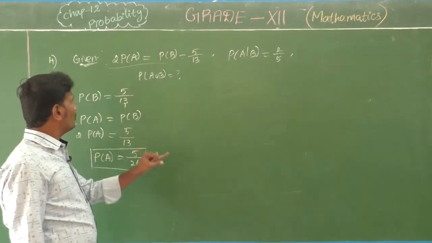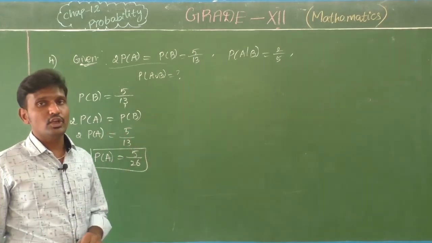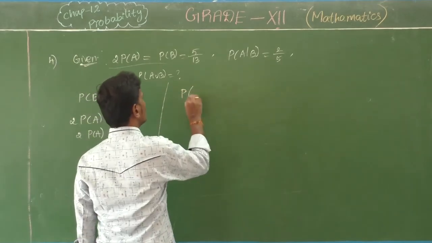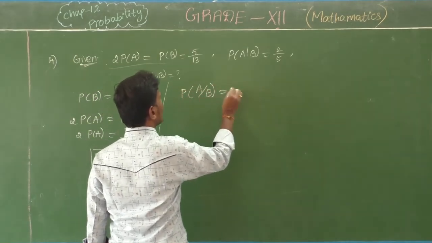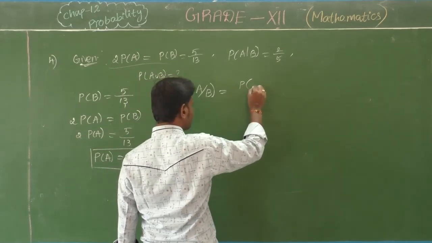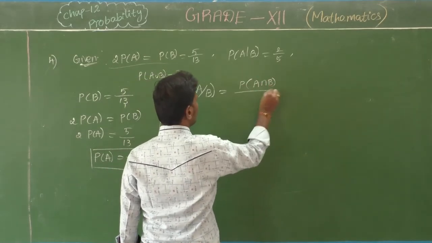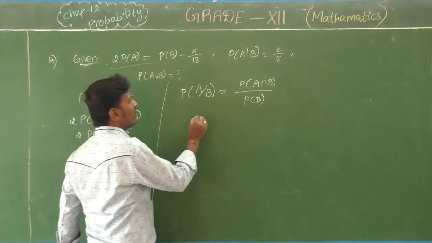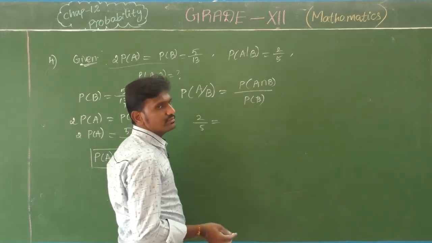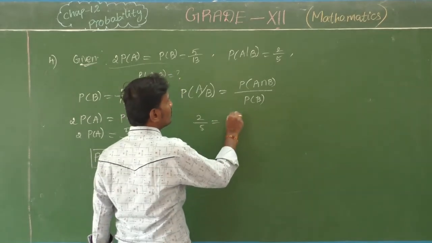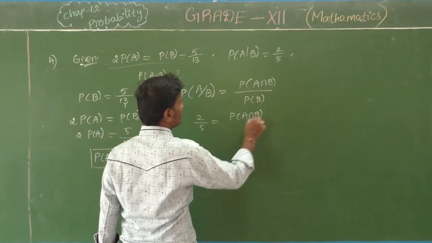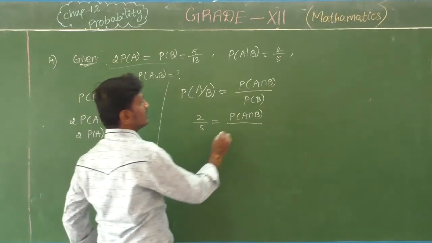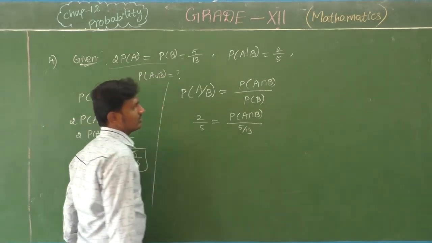Now P of A, P of B, then P of A by B is also there. So use the conditional probability to find that intersection. So what is the conditional probability? P of A by B, which is equal to P of A intersection B by P of B. So P of A by B, you have the value of 2 by 5. A intersection B we don't know, so take it the same. P of A intersection B by P of B is 2 by 5.